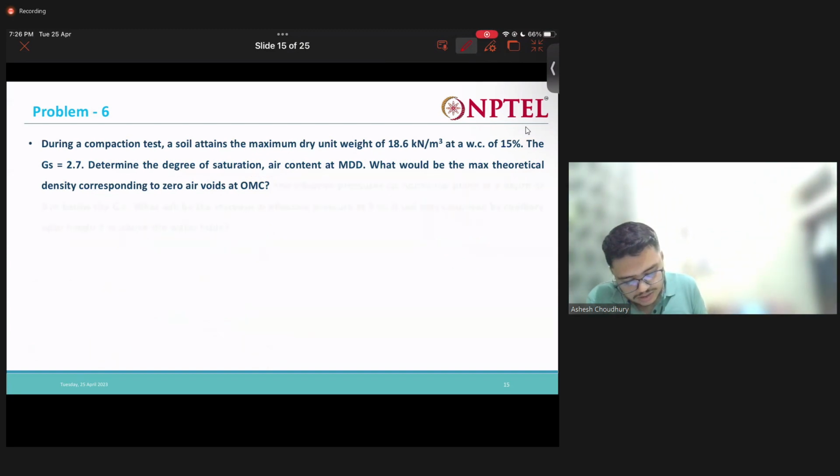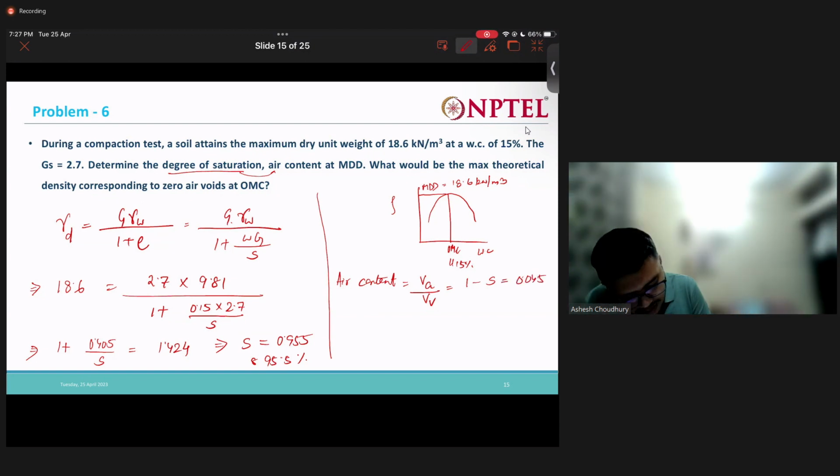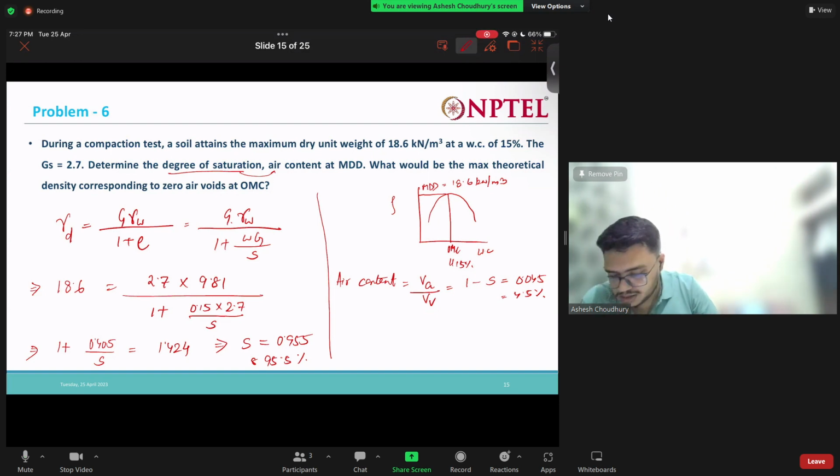Now we can find out the air content. The air content is the volume of air by volume of voids. And what is the saturation? Volume of water by volume of voids. So the air content is nothing but 1 minus S, which is equal to 0.045, or 4.5%. So this much is the air content at the maximum dry density.